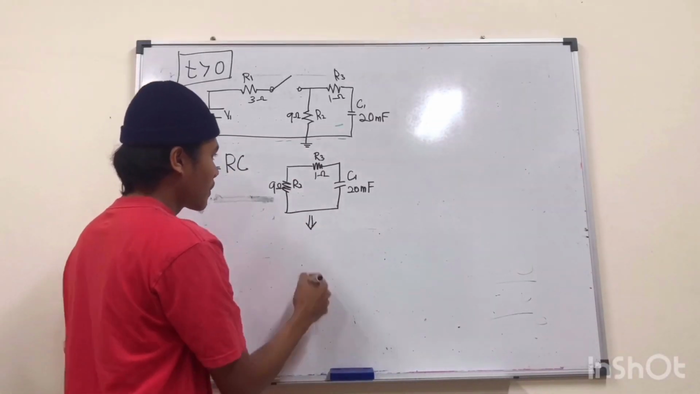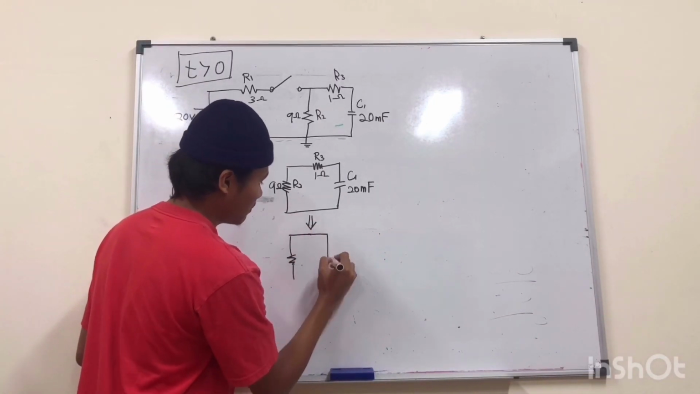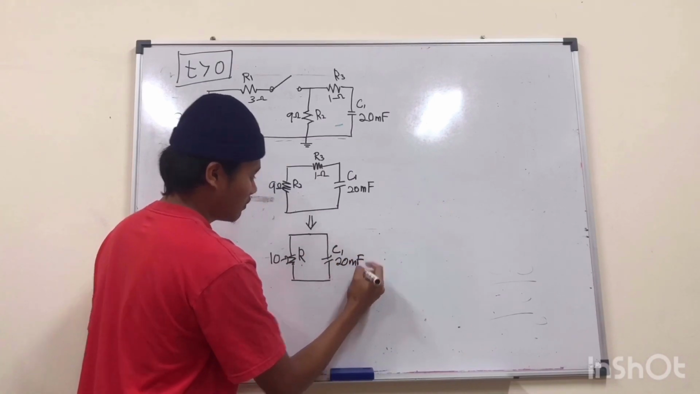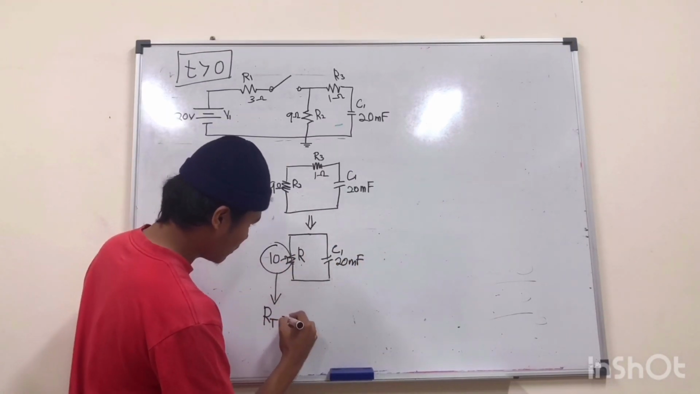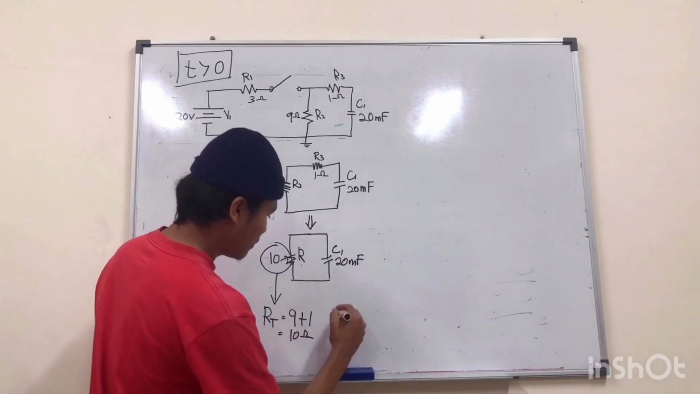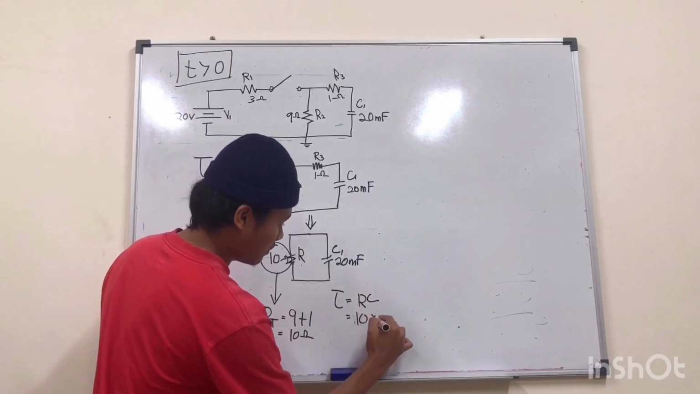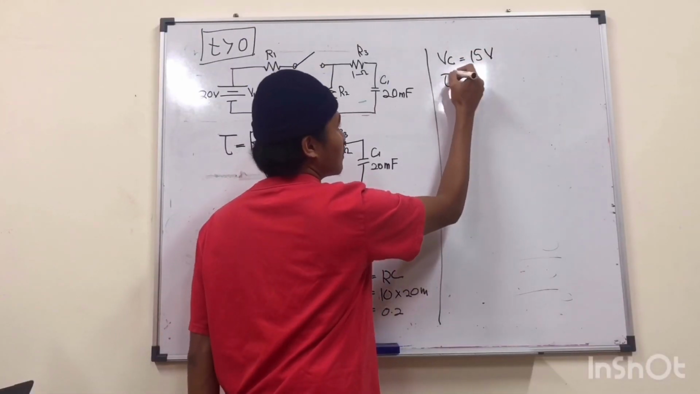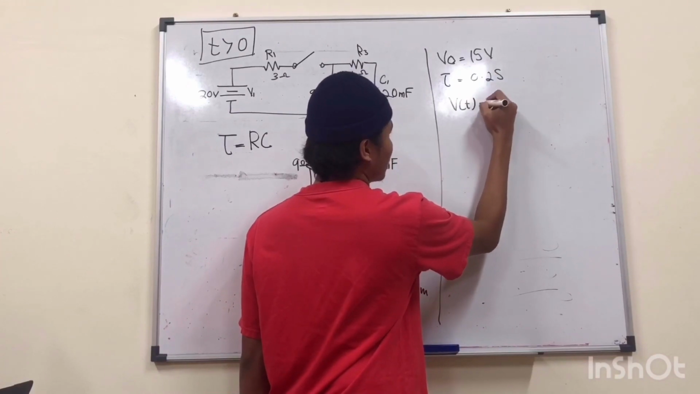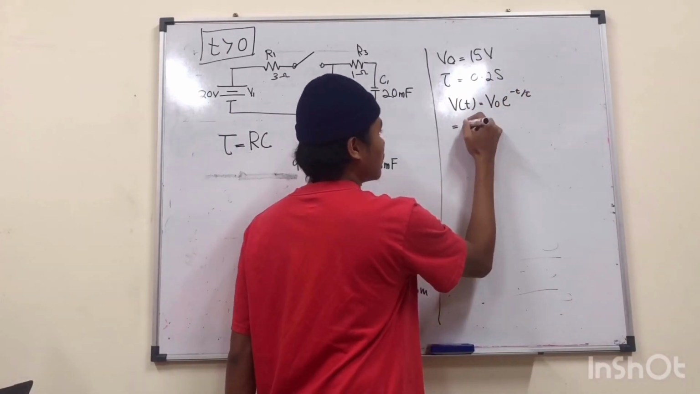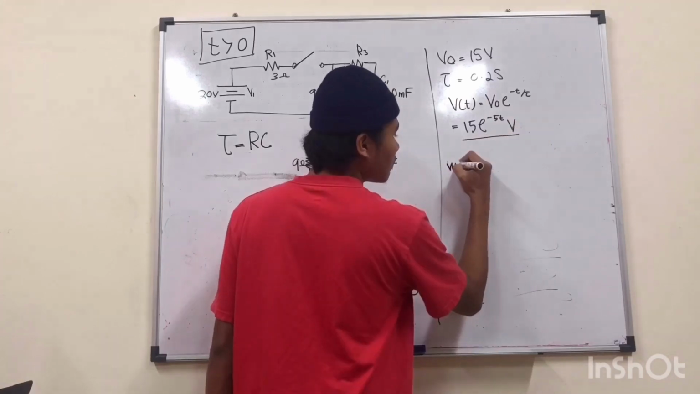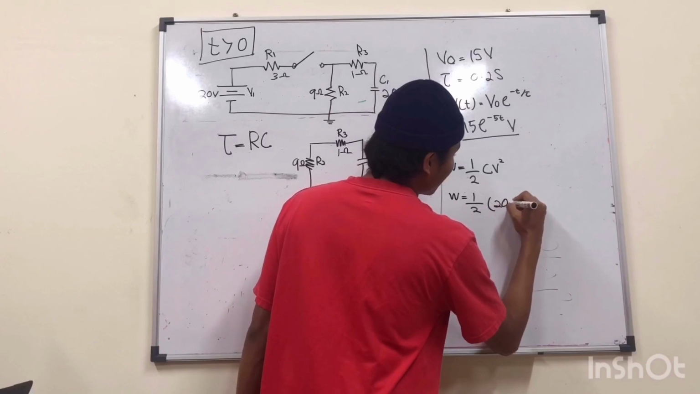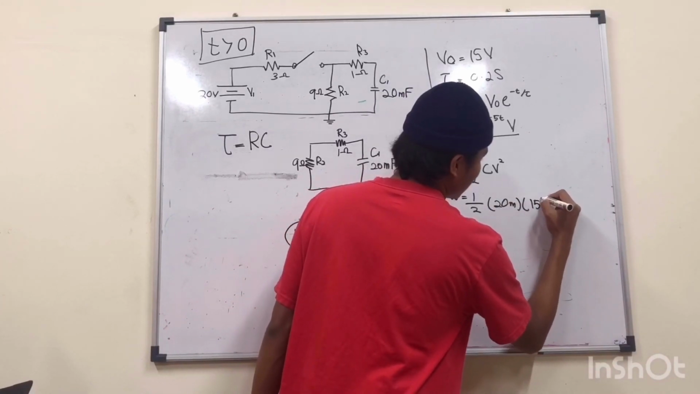The next situation is t bigger than 0. To find tau, it is equal to R times C, so we have to find the R total first. After that, we use R total and multiply it by 20 microfarad and we will get the answer. By using this information, we find the voltage over time, and the answer is 15 e to the power of negative 5t, and we can find the energy stored in the capacitor.